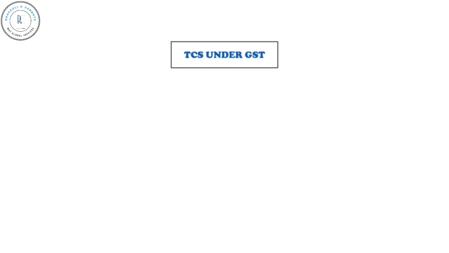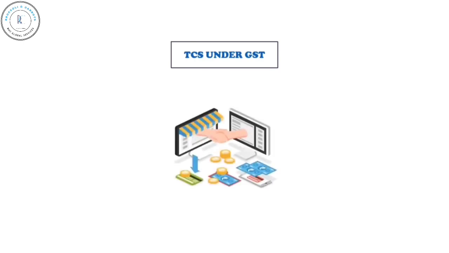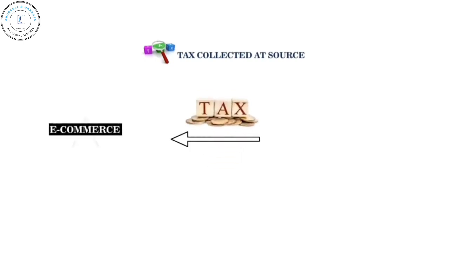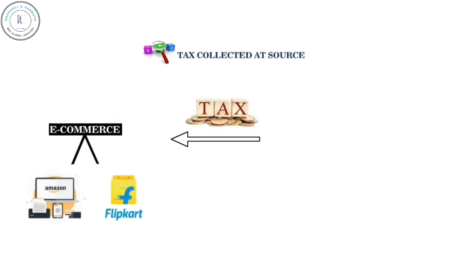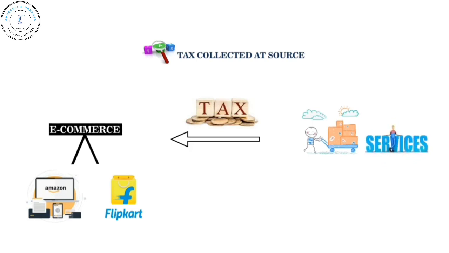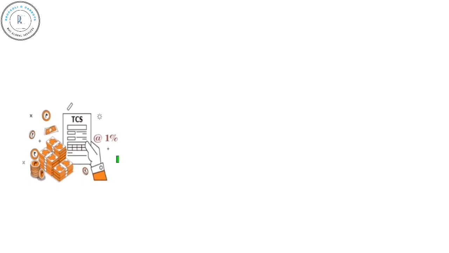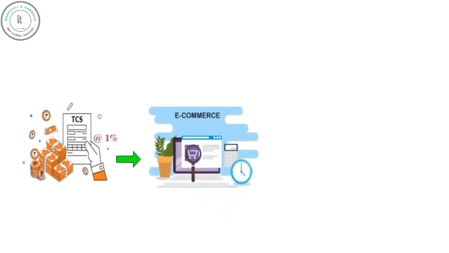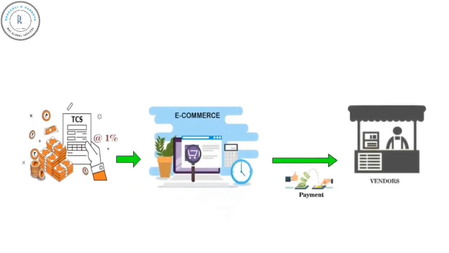Today we shall be discussing the concept of TCS under GST. TCS is the tax collected by e-commerce operators, such as Amazon, Flipkart etc., from the consideration received by it on behalf of the supplier of goods or services who make supplies through the operator's online platform. TCS at 1% will be collected by e-commerce operators while making a payment to the vendors on net taxable supplies.